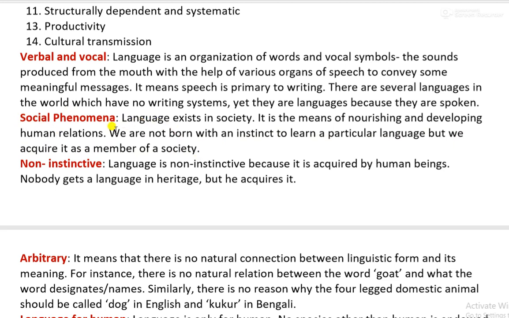What social phenomena means? See, actually language is attached to human society, as language is used in society by its members to communicate with one another. So here language is deeply attached to society, and so language exists in society.